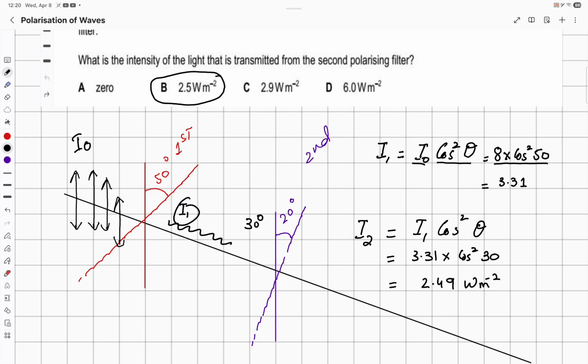So always remember, when we have a pair of polarizers, like in this situation, the first polarizer is rotating the axis of the incident light by an amount of 50 degrees. The second will turn it back to 20 degrees. So it means the wave I1 coming towards the second polarizer has to come back by the amount of 30 degrees. So the angle in the second phase would be considered 30 degrees, so that you can get 2.49 as the answer.